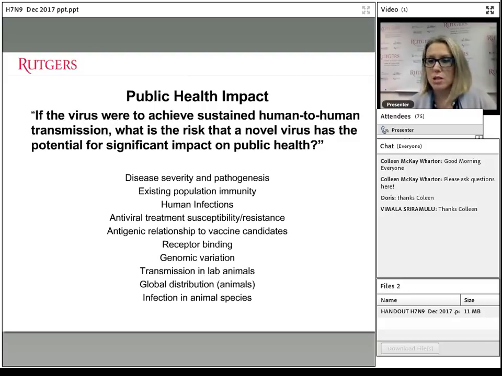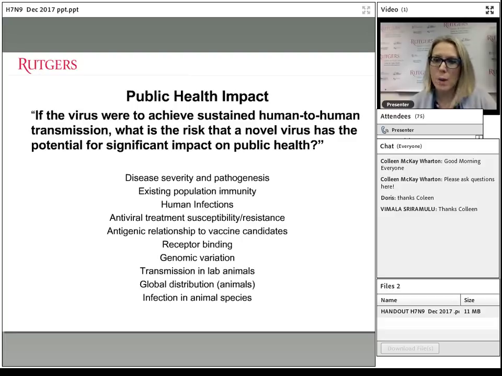So it's more than just the 1 to 2 people. It's if I have H7N9 infection, what is the likelihood that I could spread it to many people? And then what is that impact on public health? So you'll see that receptor binding is more at the bottom of this category, whereas here we're looking again at immunity, but we're also looking at disease severity and pathogenesis.